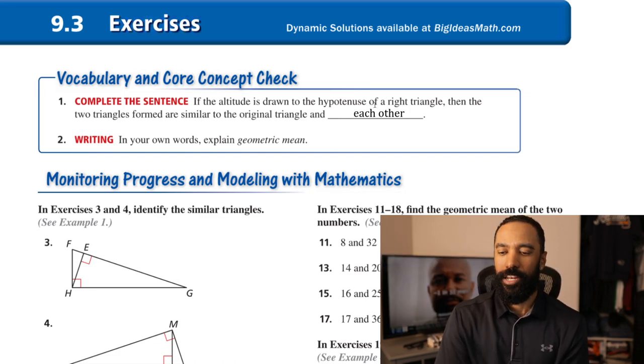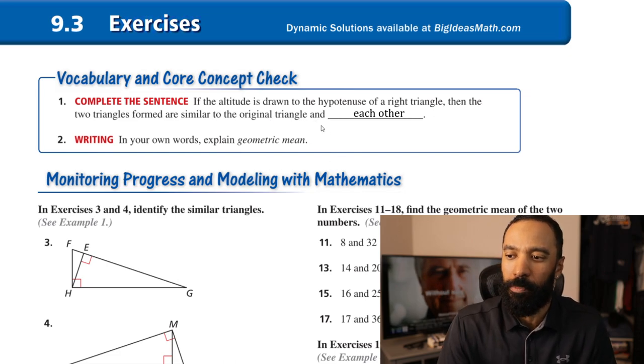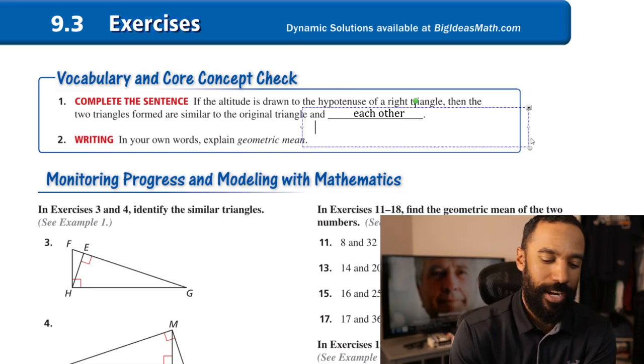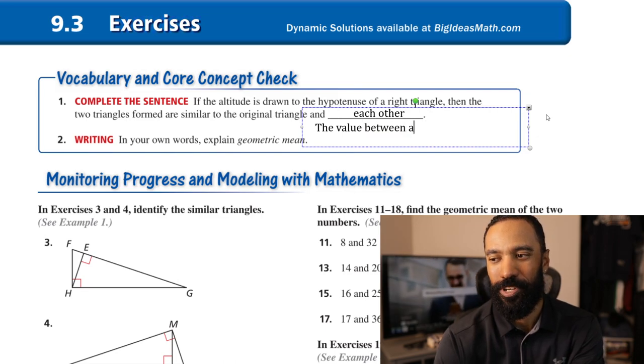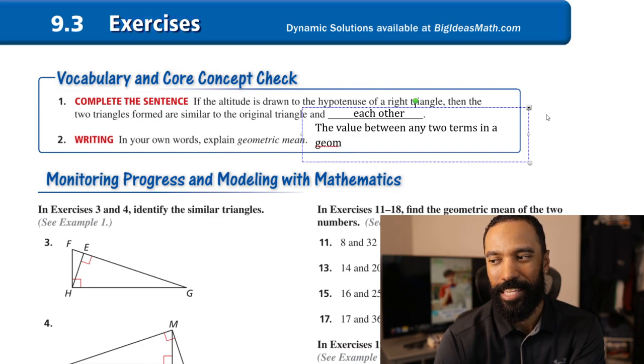Great. All right, in your own words, explain geometric mean. The best way I say it, and I already said it a couple times, is the value between any two terms in a geometric sequence. Now, if you know what a geometric sequence is, this is not what they're going to say here, but they said my own words.